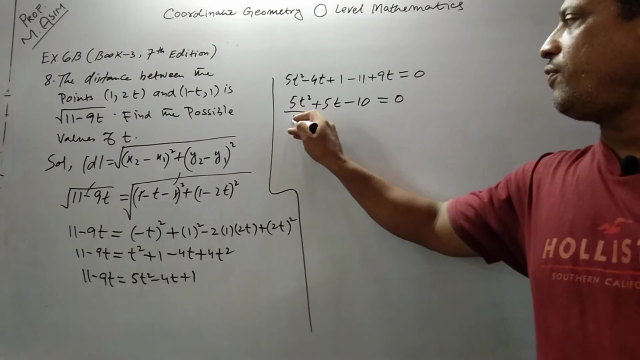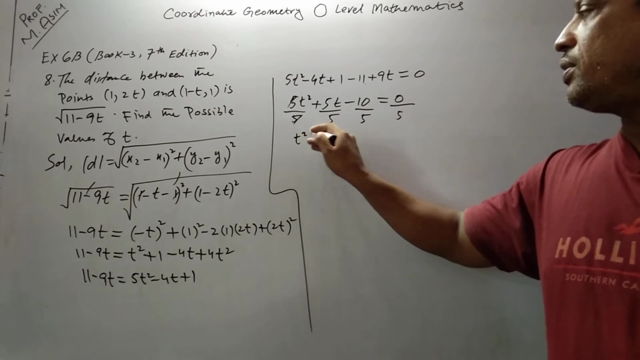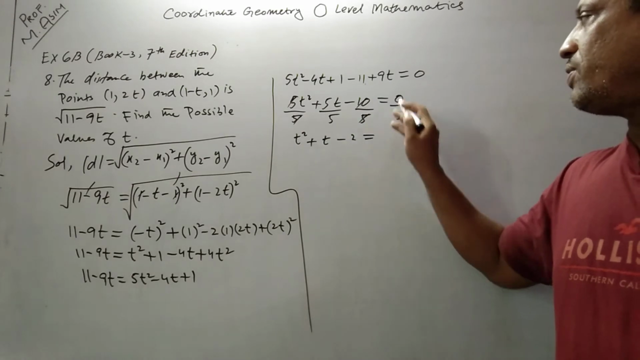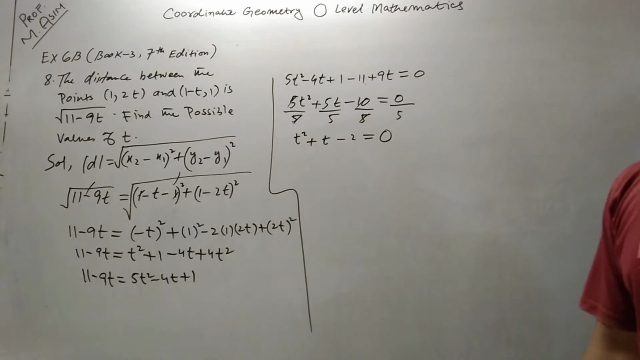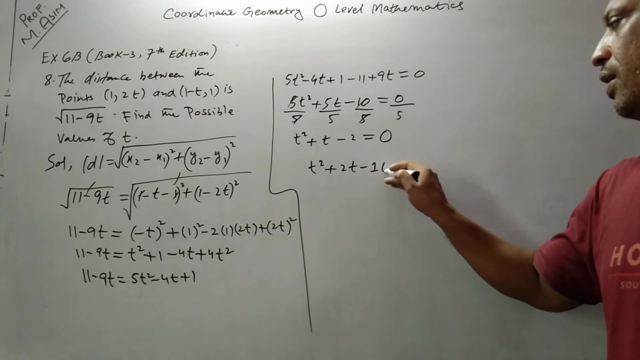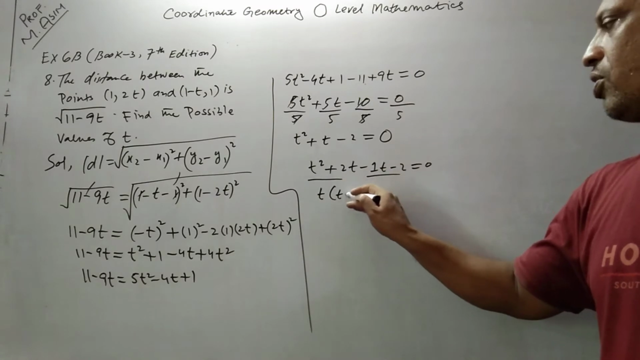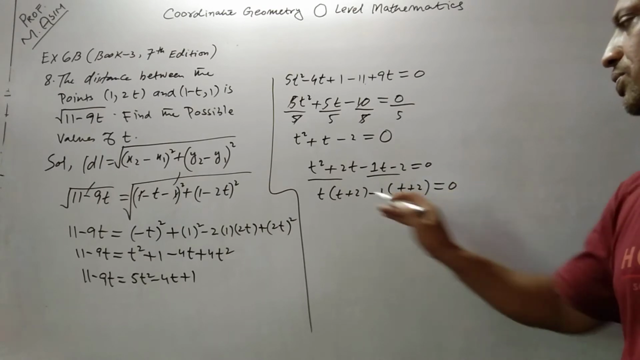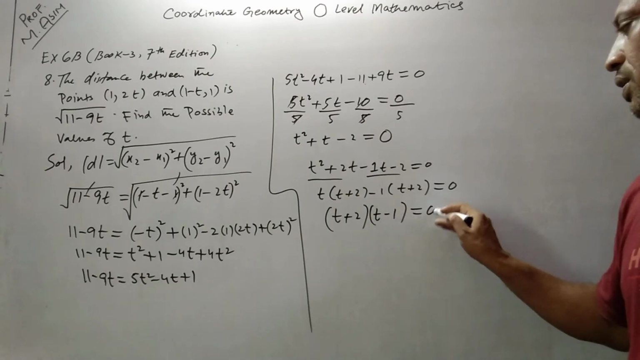If we divide the whole equation by 5, so 5 cancels by 5, t square, 5 cancels by 5, t, 5 cancels by 2, minus 2 is equal to 0, and 0 upon something is always 0. Now, apply the middle term break method. T square plus 2t minus 1t minus 2 is equals to 0. So take t common, t plus 2, minus 1 common, t plus 2 is equals to 0. T plus 2, t minus 1 is equals to 0.